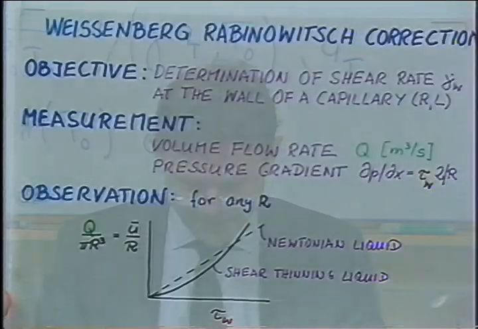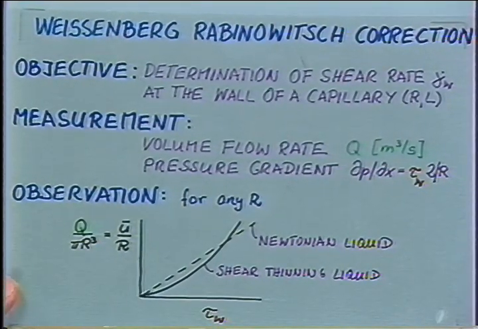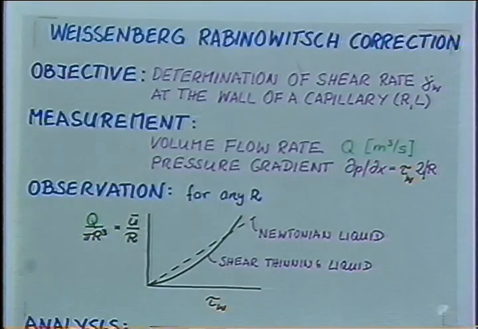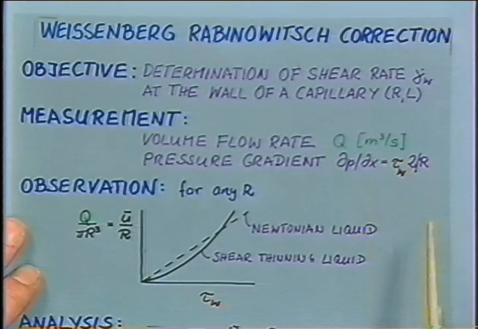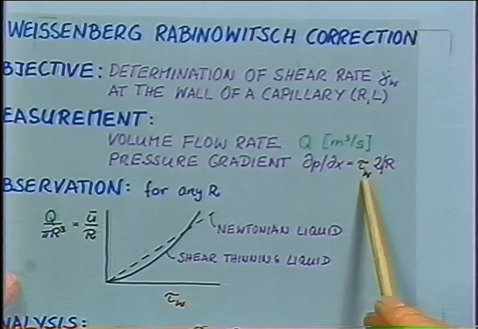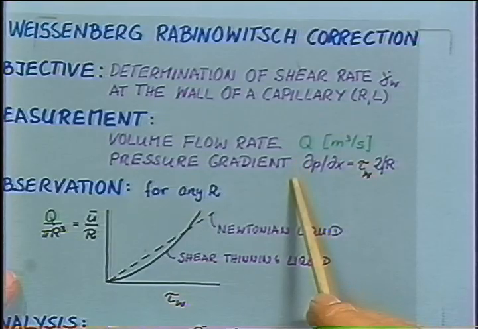Oh, I only have a minute and a half. Let me see how far I can get with the so-called Weissenberg-Rabinowitz correction. I still want to calculate the shear rate at the wall for a given volume flow rate. So given the volume flow rate and the pressure gradient in the capillary, we know that the shear stress at the wall is equal to this pressure gradient times R over 2.